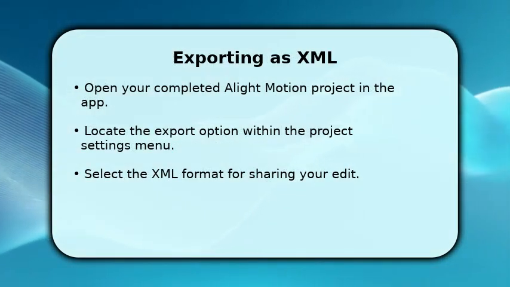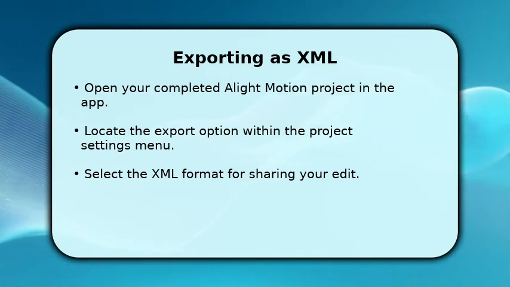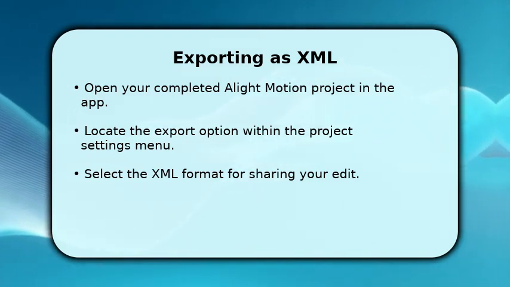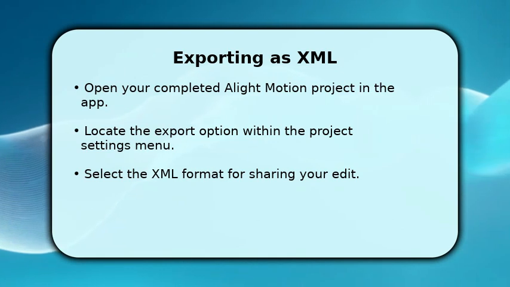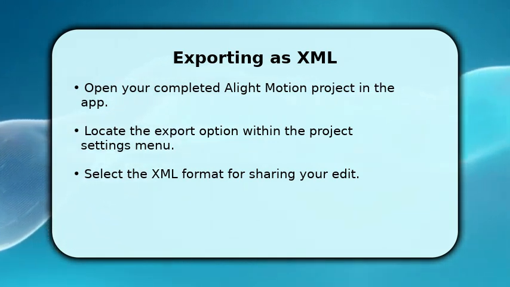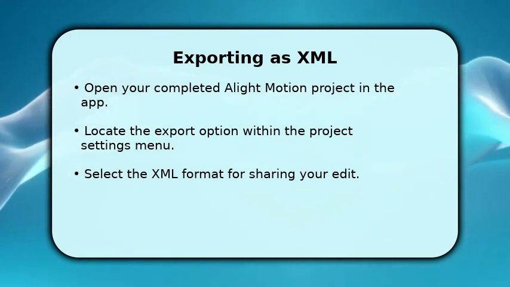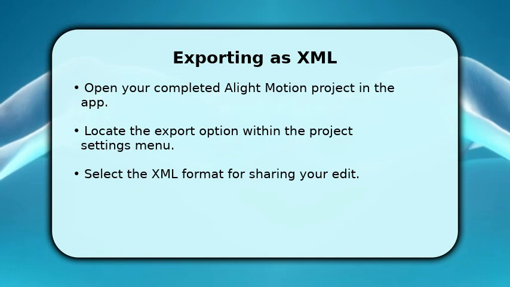Exporting your Alight Motion project as an XML file is straightforward. Begin by opening the Alight Motion app and navigating to your Projects tab. Long press on the thumbnail of the project you wish to export. A menu will appear at the bottom left of your screen. Tap the Export button. From the available formats, choose XML, then tap Export again to begin the process.